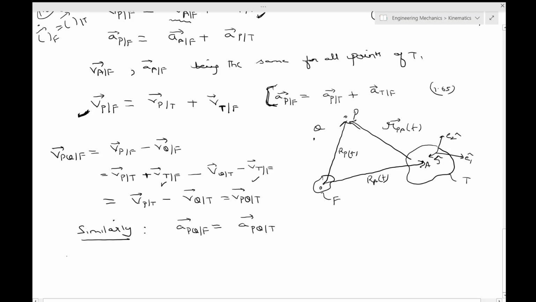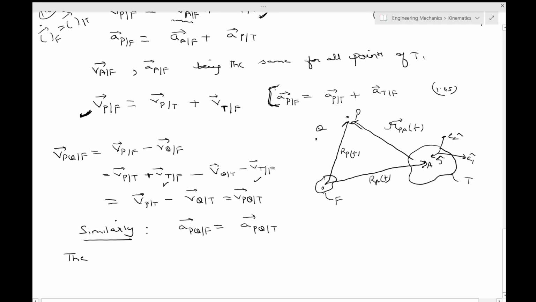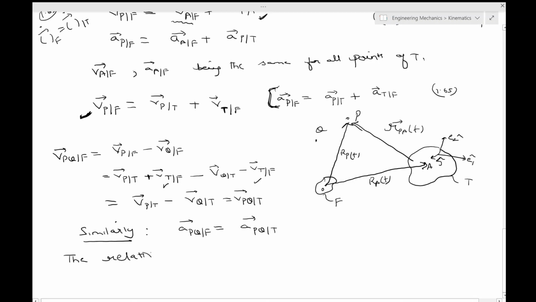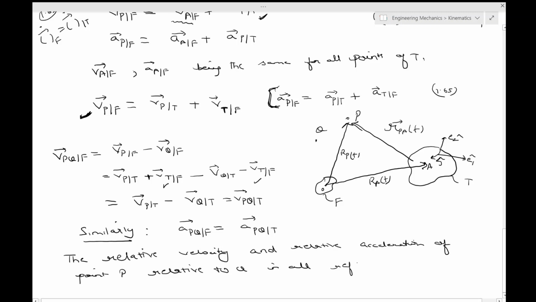So, saying that in words, the relative velocity and relative acceleration of point P relative to Q in all reference frames in mutual translation are the same. So this translation word is important.